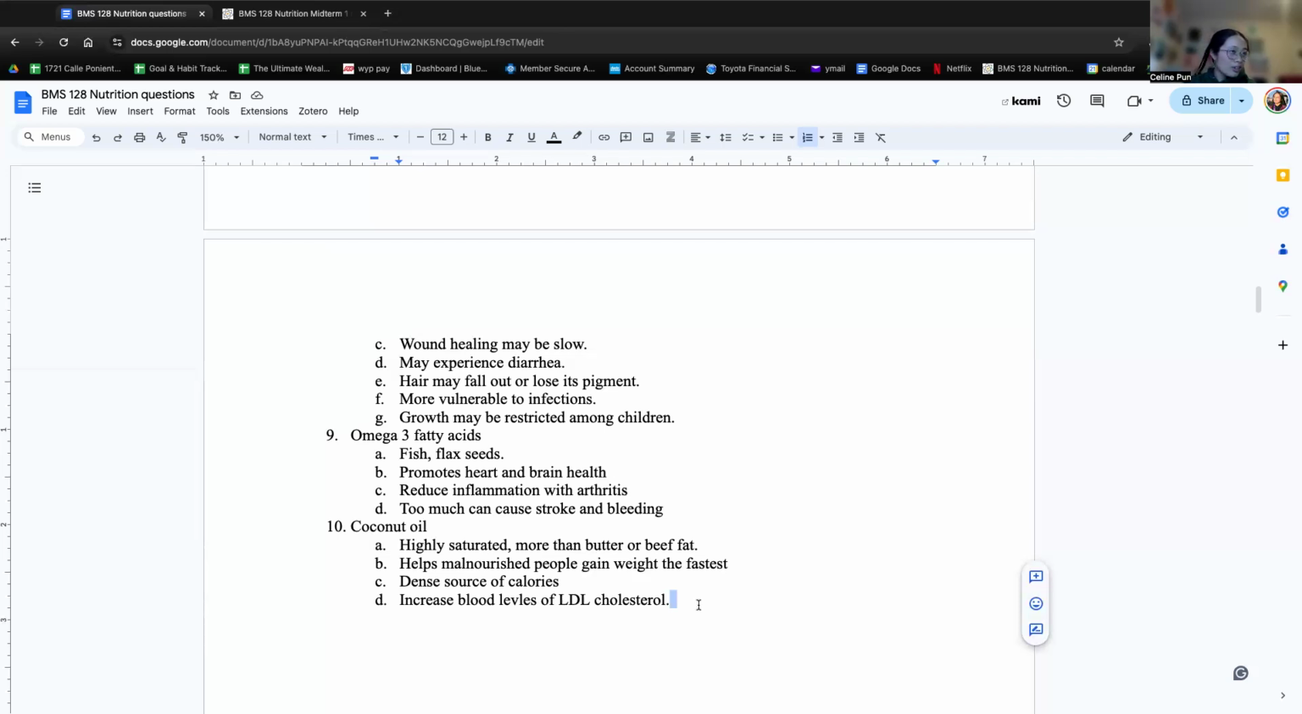Because coconut oil is highly saturated, it could cause an increased level of low density lipoprotein cholesterol, which could cause blood clots. If you get an injury to your blood vessel and a bunch of low density lipoprotein accumulates and white blood cells gather there, it could cause blood clots, which lead to heart attack and stroke. So that's the thing.